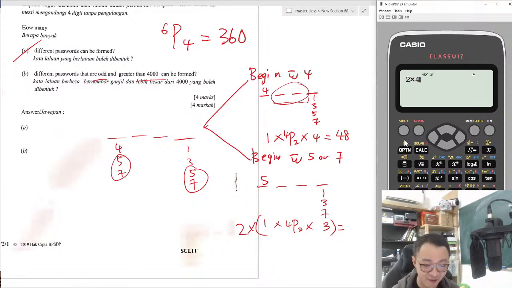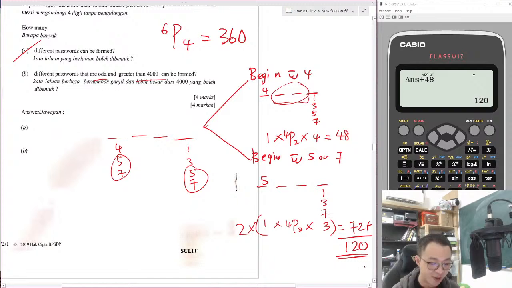2 multiply 4P2 multiply 3, that is 72. So I will plus with 48. Yeah, so the total will be 120. So in order to get the numbers which are odd and greater than 4,000, you have 120 ways of arranging the number.